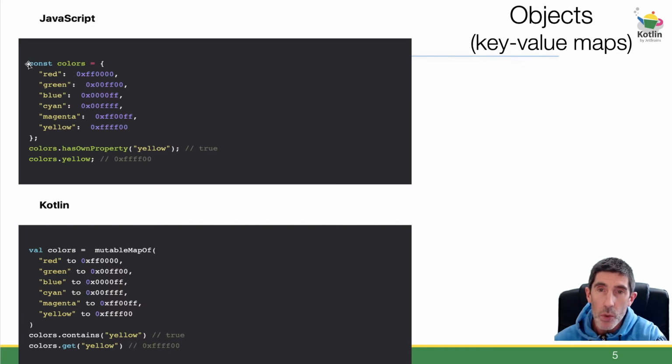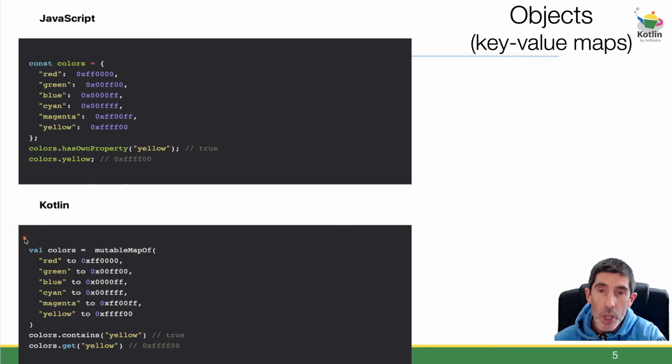So we might say something like this. We can say const colors, giving all these different values, and then we have our properties there, and a couple of functions there. Look, colors dot hasOwnProperty, and then getting at the individual element, colors dot yellow, to return what it would be in this case, just again the hexadecimal.